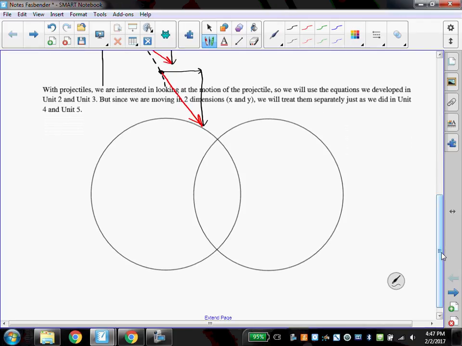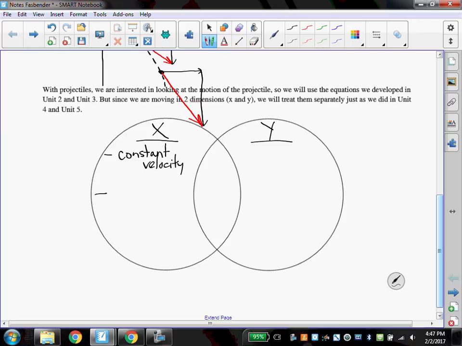So what I'd like to do is make a Venn diagram of what's going on in the x direction and what's going on in the y direction. So in the x direction, we need to remember that we move at a constant velocity. There are no forces pushing or pulling us in the x direction when we fly through the air, so there's no unbalanced force, and we know that with balanced forces we move at a constant velocity.